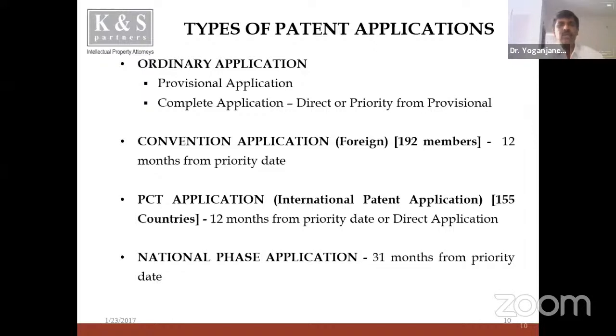And there is another route where a PCT application will be filed, that also can be filed within 12 months from the date of filing of a provisional application or a priority application. In the PCT application, there are 155 countries. The idea of filing a PCT application is that it gives almost 30 to 31 months of time for filing an application through national phase in other countries.